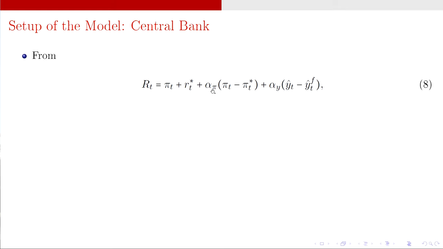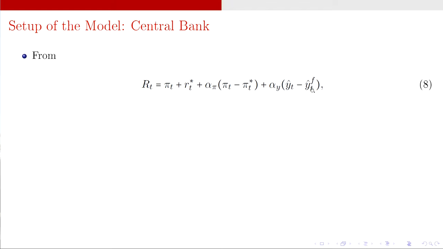And this alpha pi here tells me how responsive the nominal interest rate is to deviations in actual inflation from target inflation. But we're also adding this alpha y times the output gap, right? So if the output gap is positive, then it's going to be increasing the nominal interest rate. Because this output gap is positive, the central bank is going to want to lower this nominal interest rate. Or sorry, they're going to want to increase the nominal interest rate. My bad, I don't know why I said lower. They're going to want to increase this nominal interest rate in order to assist in trying to close this output gap.